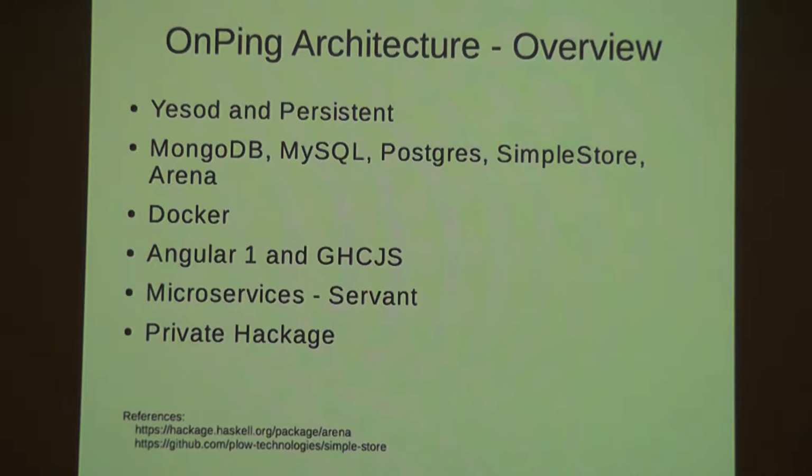So we're also using Docker to manage our databases, and we use Angular on the front end, and we're transitioning that to GHCJS because we can reuse a lot of the code that we've made for the front end. And we are doing a microservices architecture, so I'll explain a bit more about that, but we're using Servant to handle that, and we have our own private package to manage those packages. And we're in the process of moving to Stack, but we're still using Cabal at the moment.